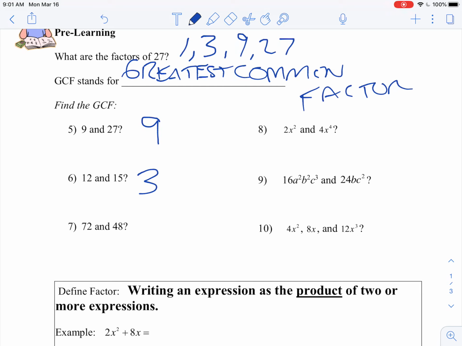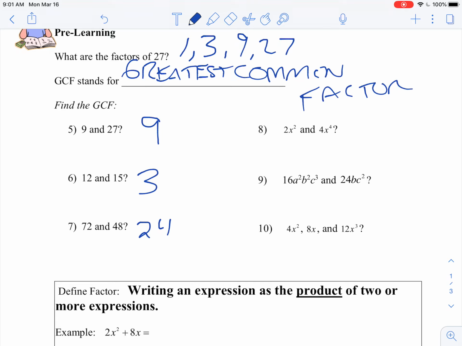Number 7 is a little more challenging. If you're trying to think about numbers that go into 72 and 48, you might think about numbers like 2 because they're both even. 4 works. And you can get out a calculator and start dividing. And it might appear that it might be a number like 8 or 12, but it ends up being 24. 24 goes into both of those numbers. It goes into 72 3 times, and it goes into 48 2 times.